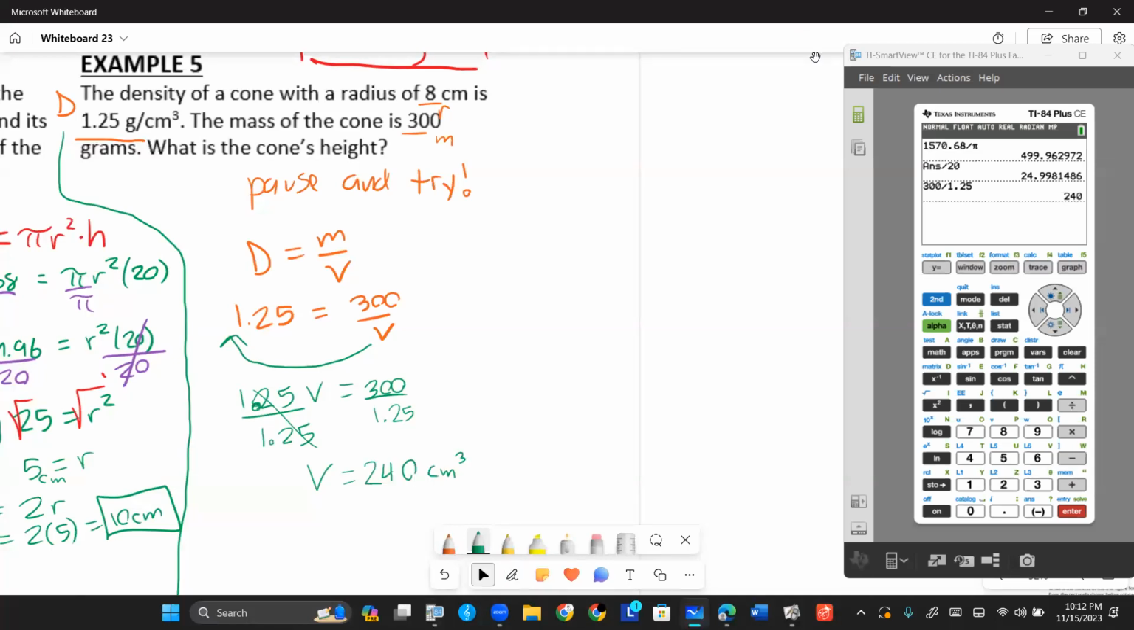Now the question wants to know what the cone's height is, which means that we're going to go back and use the volume formula for that cone. So the cone's volume is going to be 1/3 pi r squared multiplied by height. And you are expected to know these volume formulas, so write them down every time you use them. That'll help you remember what they are.